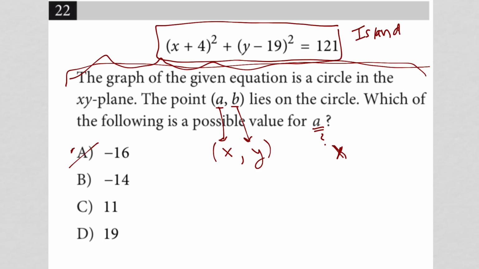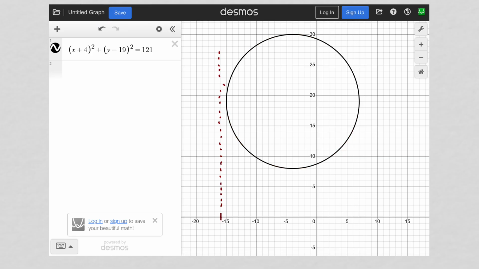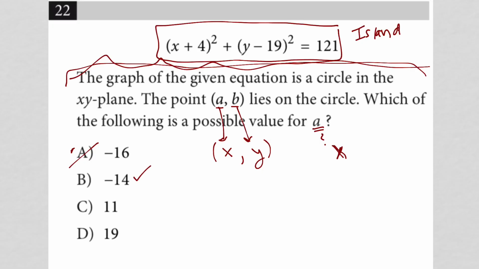How about negative 14? On the x-axis, I find negative 14, which is here. And I can see that, yeah, there actually is. There are actually 2 points. There's a point here that would have an x value of negative 14, and a point here that would also have an x value of negative 14, which means that this is a good answer. I'm going to check the other ones just to make sure.